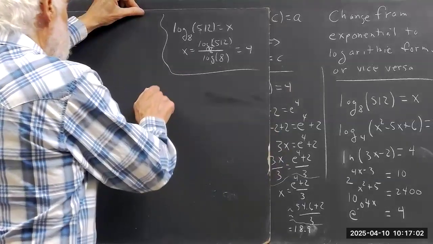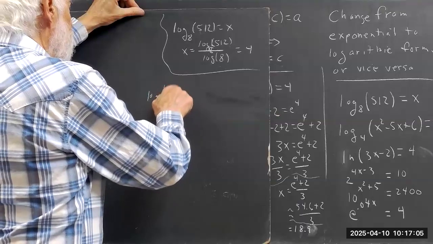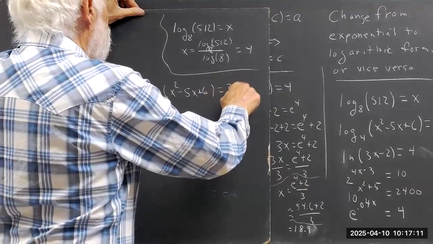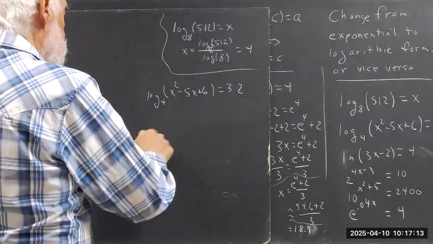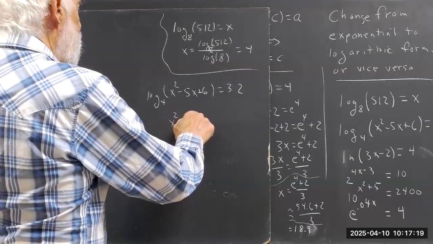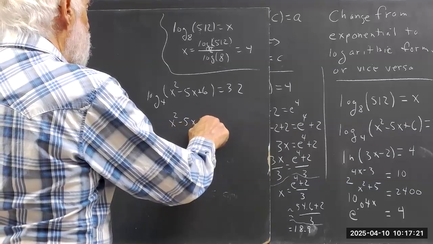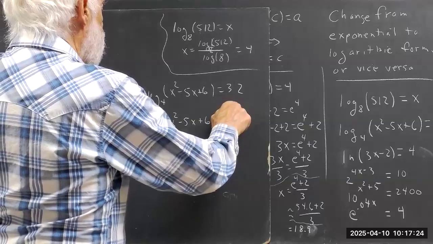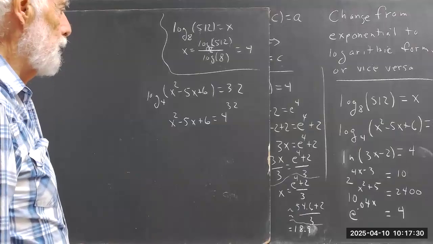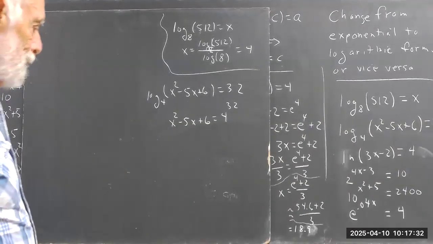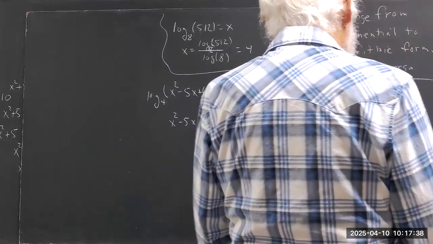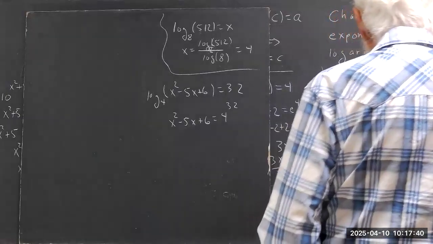Okay. We have the equation log base 4 of x squared minus 5x plus 6 equals 32. This translates to x squared minus 5x plus 6 equals 4 to the 32nd power. Okay, well, that's ridiculous. So let's change the problem a little bit. 4 to the 32nd power is a huge number.